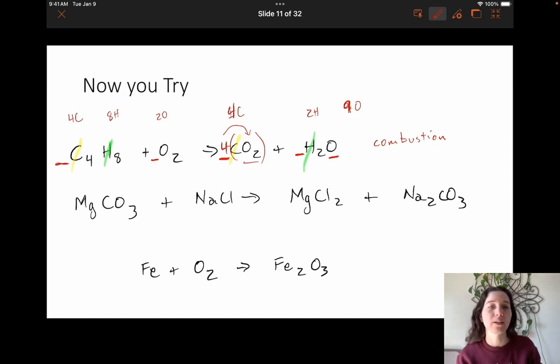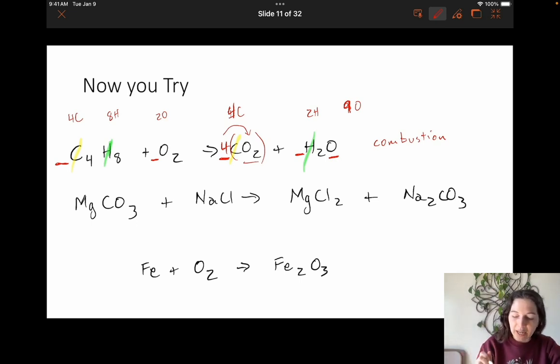Let's fix the hydrogens now. So hydrogens, we've got 8 hydrogens on the reactant side. We've got 2 hydrogens on the product side. Clearly need to make the product side larger. So let's turn this into an 8 by putting a 4 in the front, because 4 times 2 is 8 hydrogens. Okay, carbons are balanced, hydrogens are balanced.